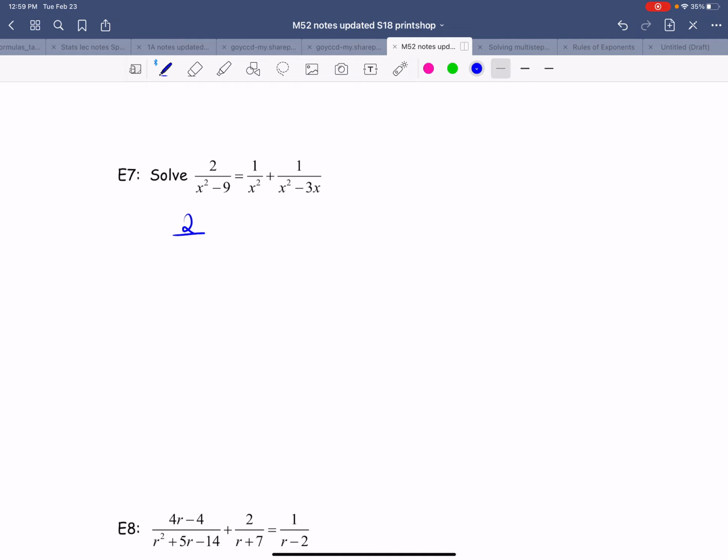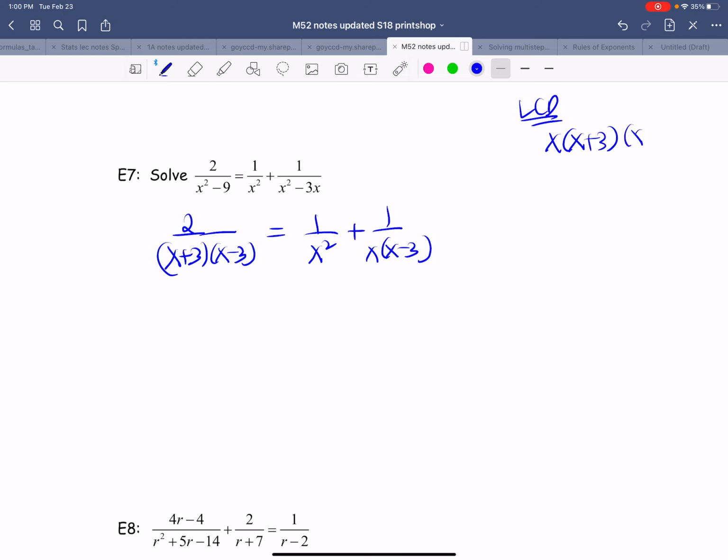So first step, I'm going to be factoring every single denominator because I want to think about the LCD. 1 over x times x minus 3. The LCD in this case would be x times x plus 3 times x minus 3, actually x squared. So remember, we talked about the LCD: bring every unique factor with the highest exponent. So that's what your LCD is. Now multiply the entire equation, both sides, by x squared times x plus 3 times x minus 3.